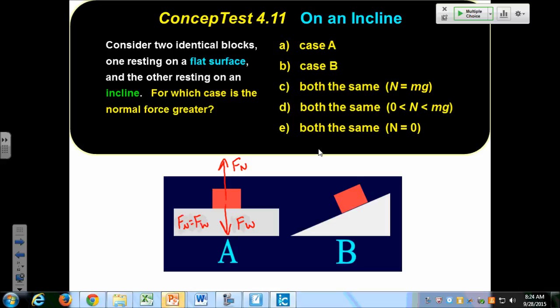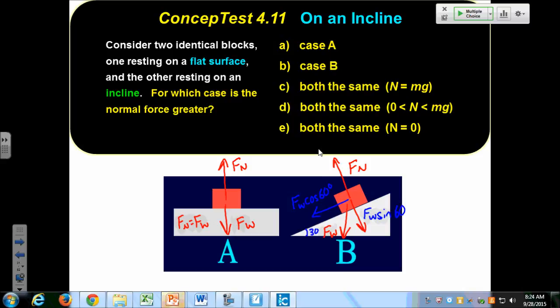On this one, my normal force goes up like this, my weight goes down like this, and so I have to resolve my weight into its components. This is going to be Fw cosine of, let's say this angle is 30, it would be like Fw cosine of 60. This would be Fw sine of 60.